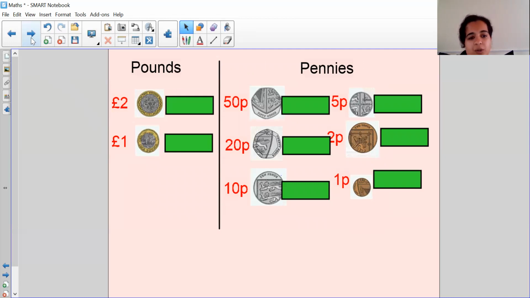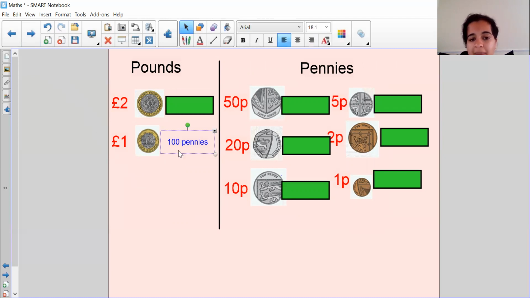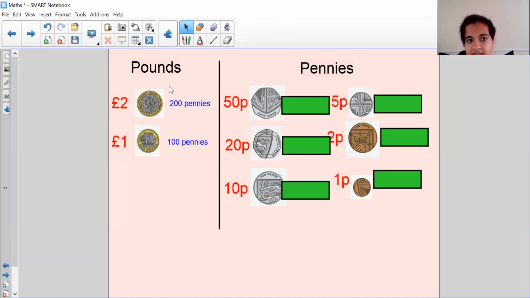All right, so when we have £2, how many pennies do we have? If we have £1, we do have 100 pennies. £1 is the same as 100 pennies. So if £1 is the same as 100 pennies, £2 would be the same as, anyone got it? Would be the same as 200 pennies.